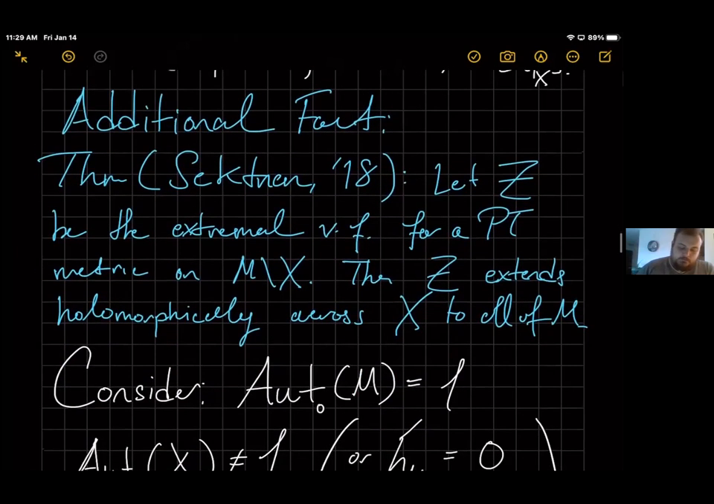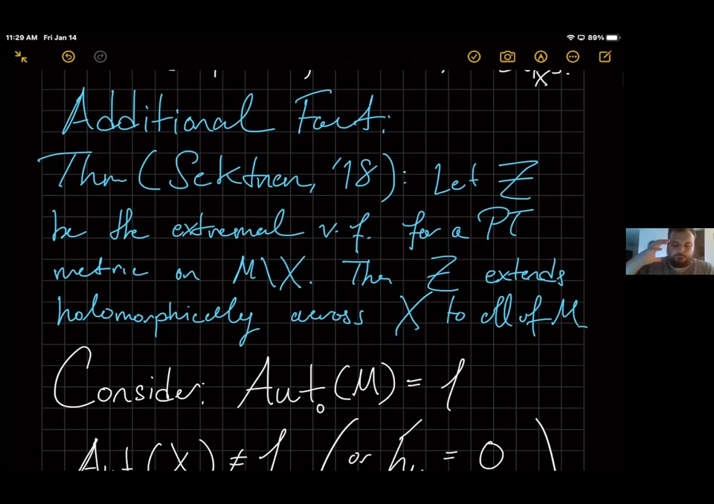But Seknen shows actually that if Z is the extremal vector field for a Poincaré-Type metric, so it's the gradient of the scalar curvature of this metric, then actually this has to extend as a holomorphic vector field across the hypersurface to all of M. So we can restrict our attention only to holomorphic vector fields on all of M itself and not worry about what may happen or what new things may be introduced when you cut out the hypersurface.